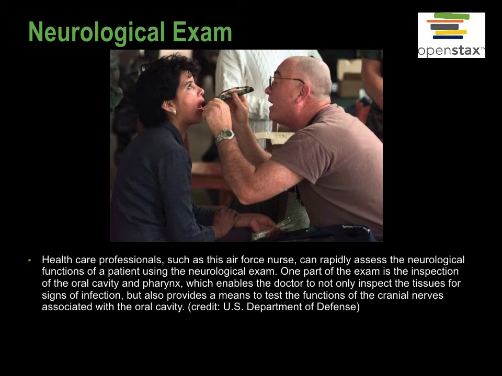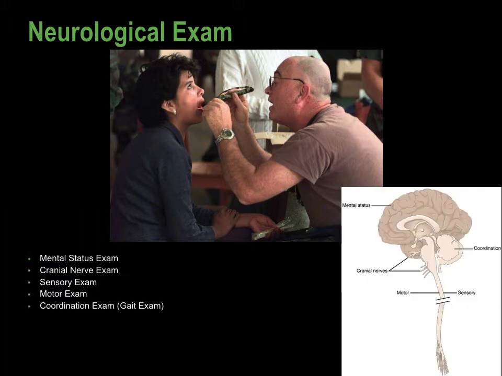Chapter 16 is our last chapter, and it deals with the nervous system. It's entitled The Neurological Exam, and it outlines some procedures that are used to assess patients. They can be done by a nurse, a doctor, or a psychologist, but they can give us a rapid idea and help us localize damage to the nervous system.